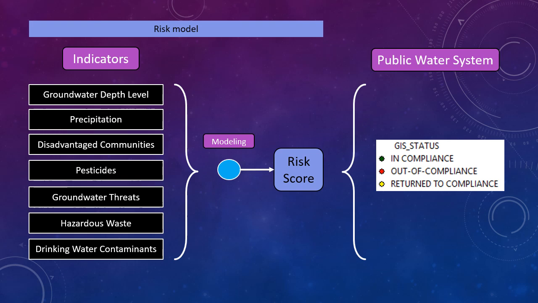For the risk score component, the higher the score, the higher the risk of not having safe drinking water. The score will later be compared to the public water system status, either in compliance, out of compliance, or return to compliance. We see this entire workflow as a continuous improvement. If we find any indicators from the public water system information that are not included in the model, we can refine the model and make it better.